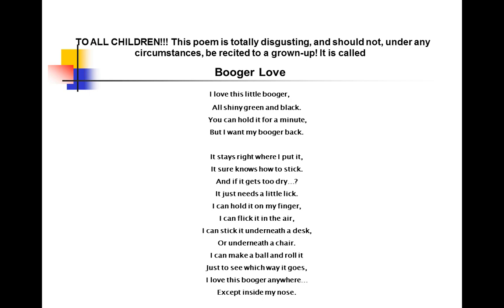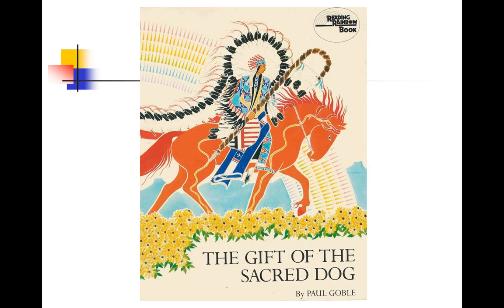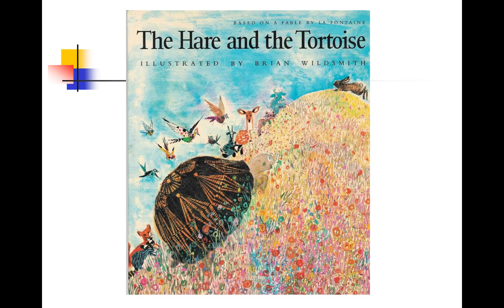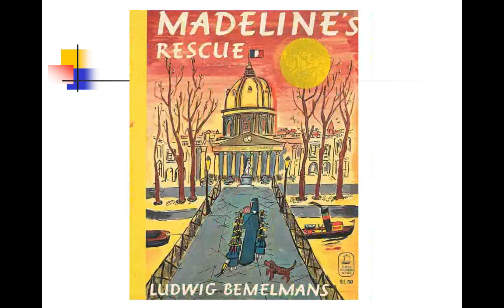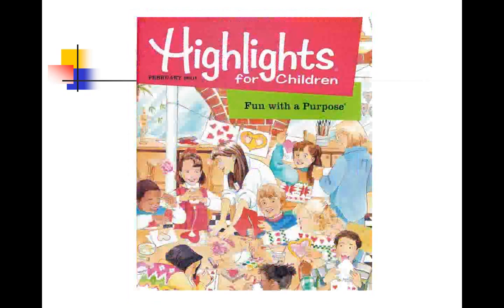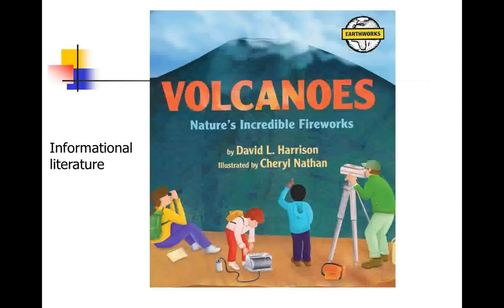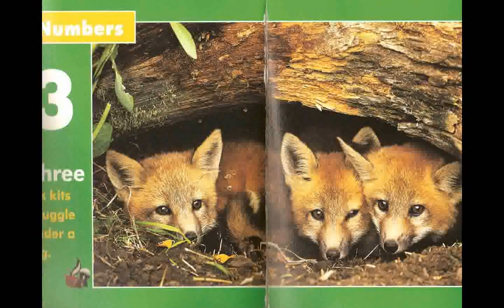You want to have multicultural text that are folk tales. You want to have fables and series books. If you read one Madeline, you might want to read another one, magazines, and then we need our informational books, and as many of them as we have in narrative.